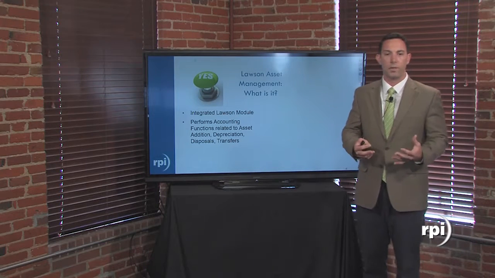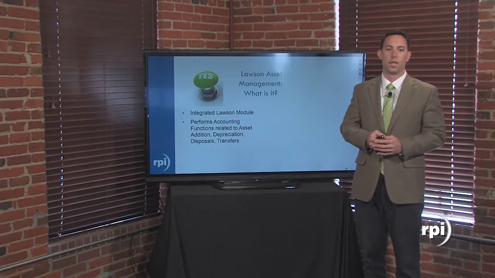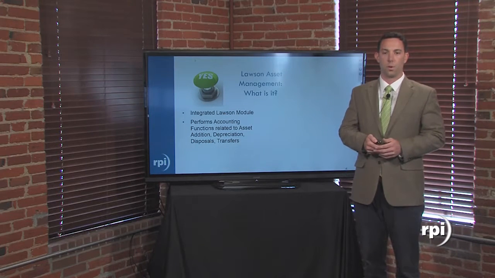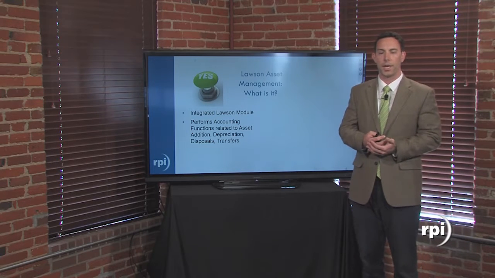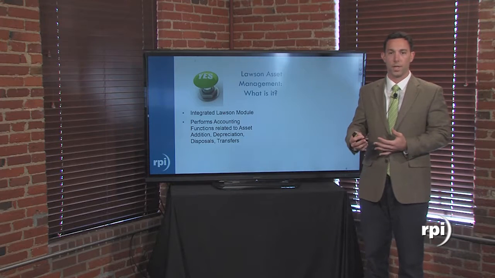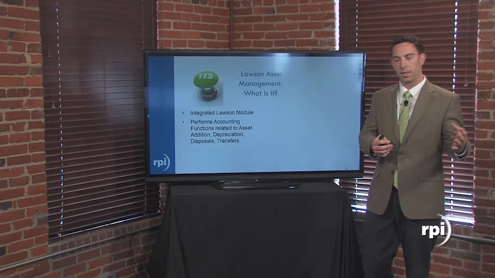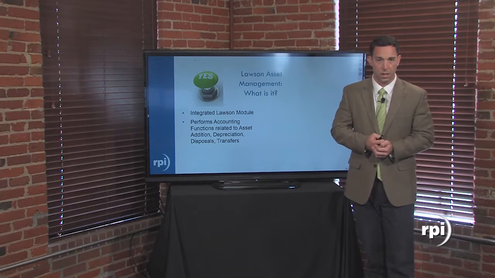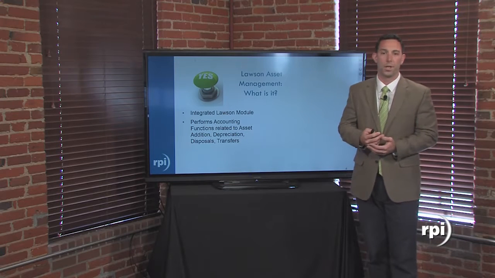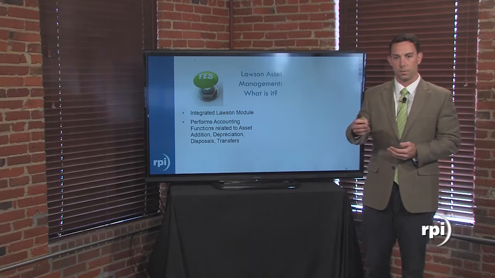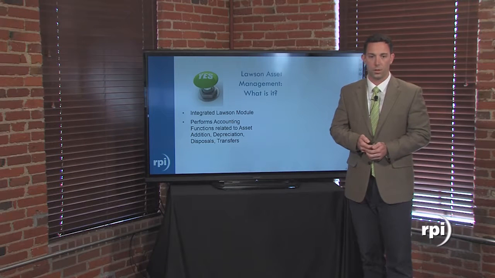It performs all of the accounting functions related to asset addition, depreciation, transfers, and disposals. So I don't know how you guys are managing your asset process right now, whether it's in an Excel-based fashion, keeping track of them there, and then sending journal entries to the GL in Lawson after the fact. But the AM system will handle all of that for you, and via some integrated batch jobs, push those journals into the general ledger.